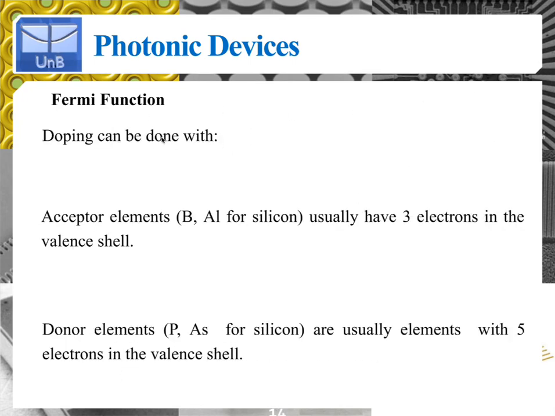So doping can be achieved with acceptor elements or donor elements. For example, for silicon, you have boron and aluminium as examples of acceptor elements, which usually have 3 electrons in the valence shell. Also for silicon, examples of donor elements are phosphorus and arsenic, which have 5 electrons in the valence shell.